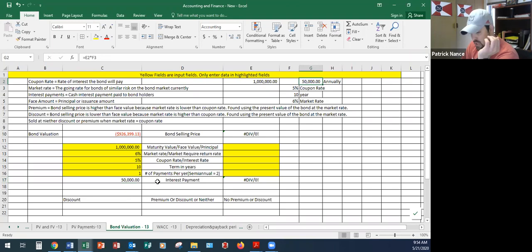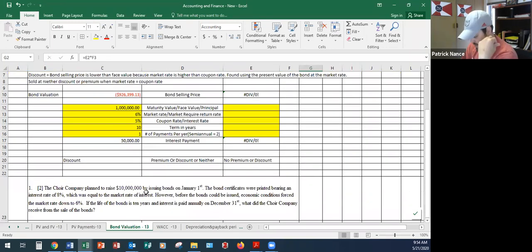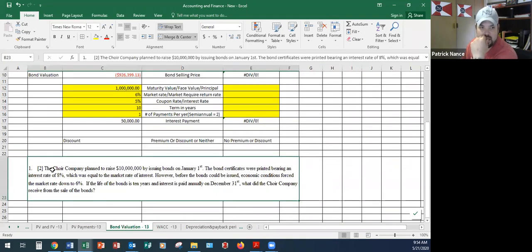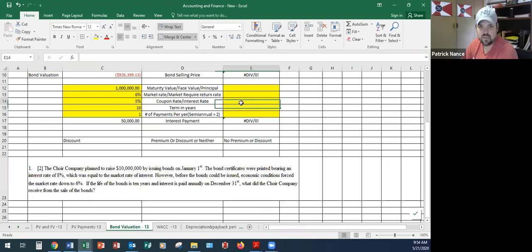Okay, so an example from the exam. This is number 12 on the exam. At least for me, it was number 12. I don't know if exams are different. So it says the acquired company planned to raise $10 million by issuing bonds on January 1st. The bond certificates were printed bearing an interest rate of 8%, so that would be the coupon rate, 8%. The face amount, we know too already. Face amount, maturity value, principal, they're all the same. I'm not sure what term they'll use, so you kind of put them all there, of $10 million.